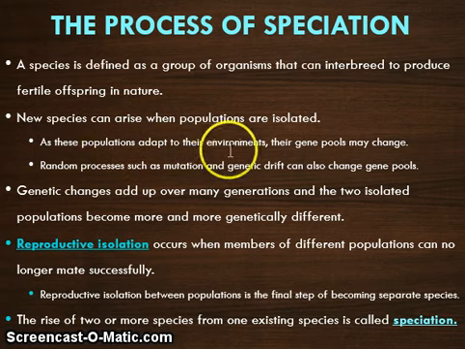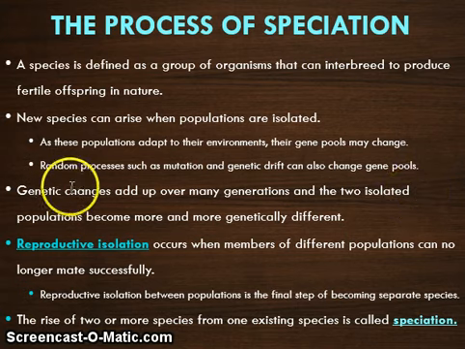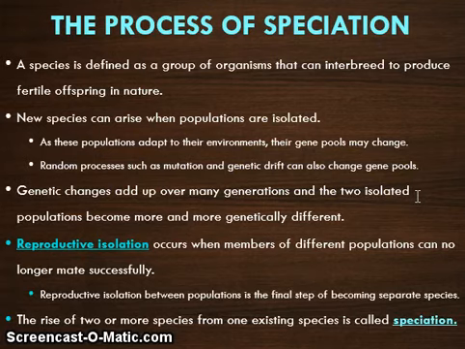And as these populations adapt to their environments, their gene pools might change. And that could be caused from random processes like mutations or genetic drift. Those could change the gene pool as well. So over time, as genetic changes are adding up, that's when we're going to see speciation beginning to occur. Those populations are going to become more and more genetically different from each other.